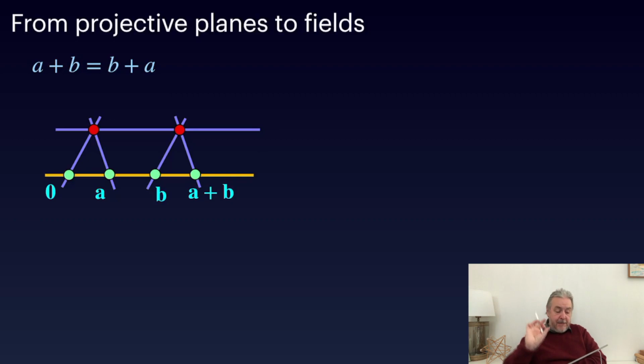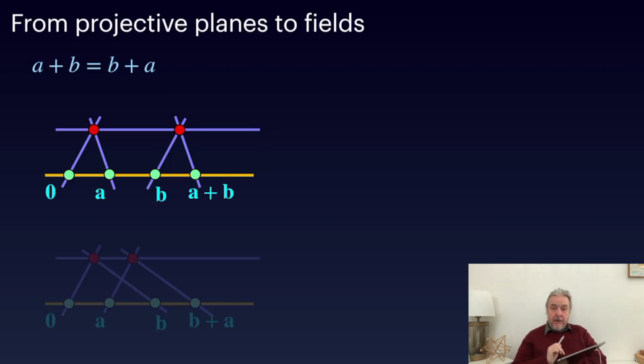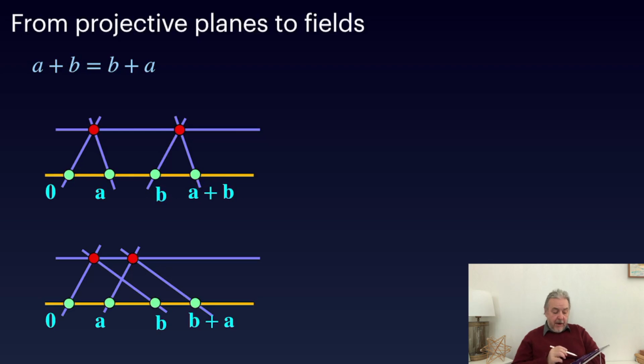And if we do the same thing with interchanged roles, we get this drawing here. So we start with our line and our point, now connect b to that point, draw a parallel from a to that line and from that point of intersection through that point, and we get b plus a. So you see, b plus a is constructed in a different way than a plus b.